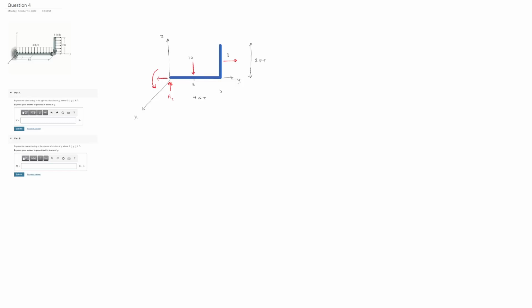Hey guys, this is question number 4 for the review for exam number 2. Here, they're asking us to find the shear and the moment somewhere between 0 and 4. Okay.